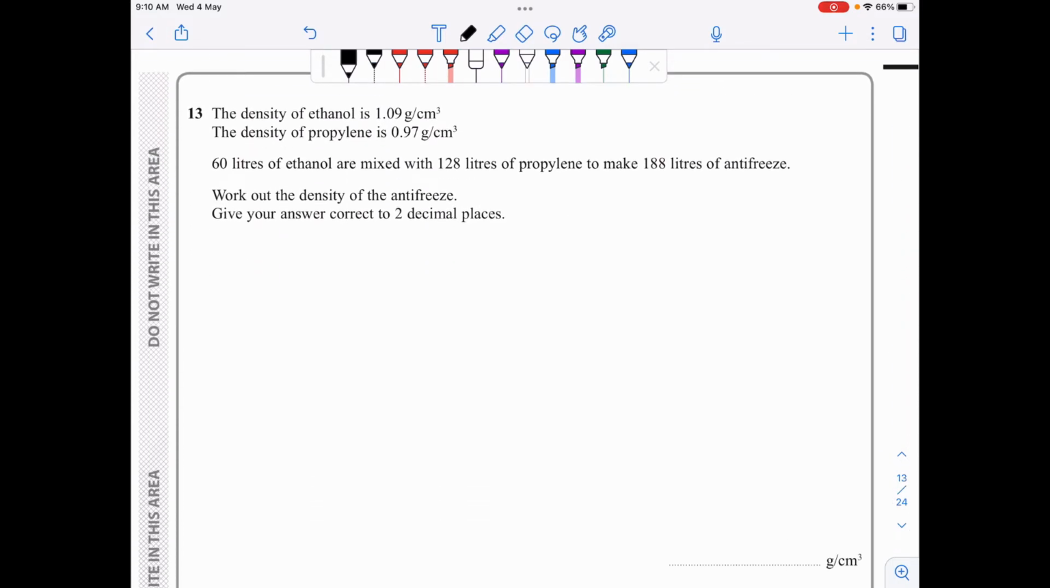Question 13: the density of ethanol is 1.09 grams per cubic centimeter. The density of propylene is 0.97. We've got 60 liters of ethanol with 180 liters of propylene to make 188 liters of antifreeze. We need to work out the density of the antifreeze.